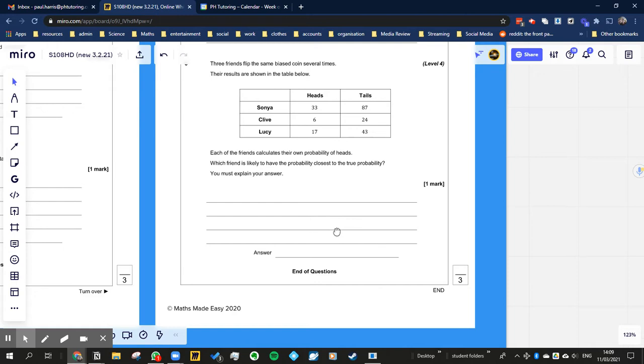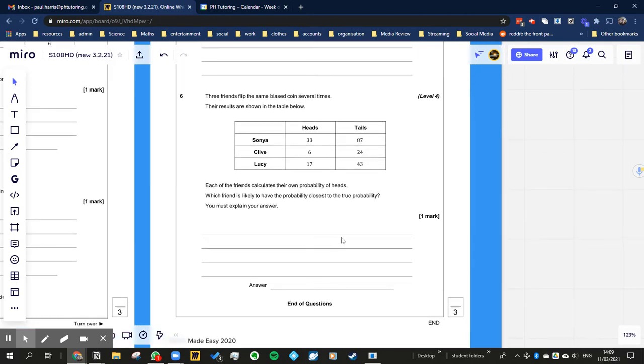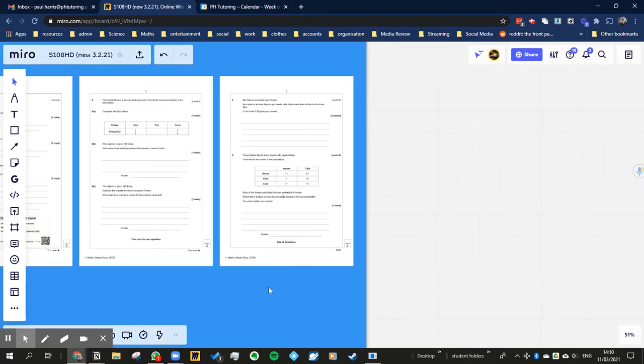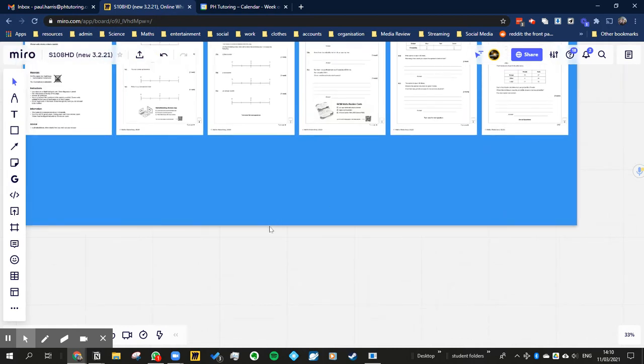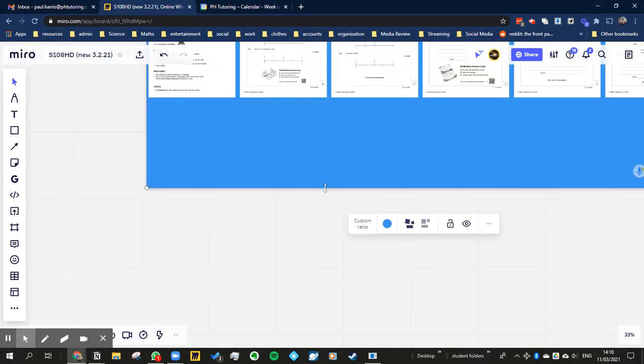And if it asked you to work out what her probability would be, you would add up these two. That's the total number of coin tosses. Then do 33 divided by that, and that will give you the probability of getting heads. So clearly, it's much more likely to get tails than heads with this biased coin. Let's see if we can find some more questions then. This time we'll do some probability tree questions.